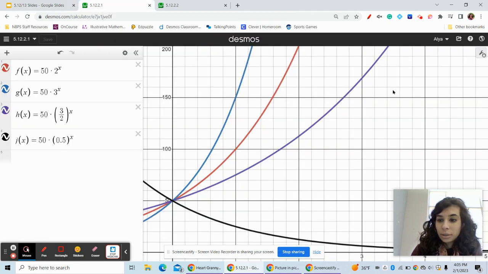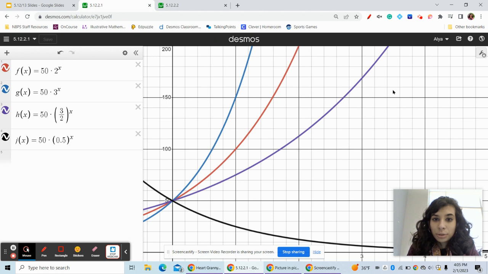So here is our first example. So here are our four functions. We have three functions that represent exponential growth and one that represents exponential decay. I want you to compare your graphs. So when b is greater than 1, compare the blue, the red, and the purple. When b is greater than 1, how does the value of b, how does my growth factor affect the graph?